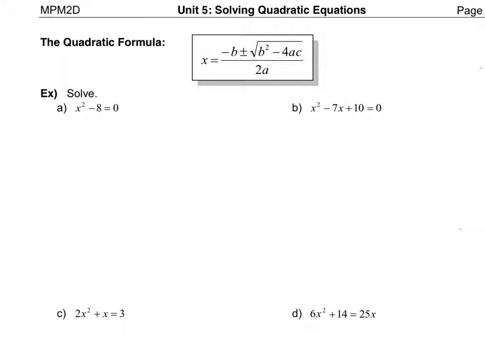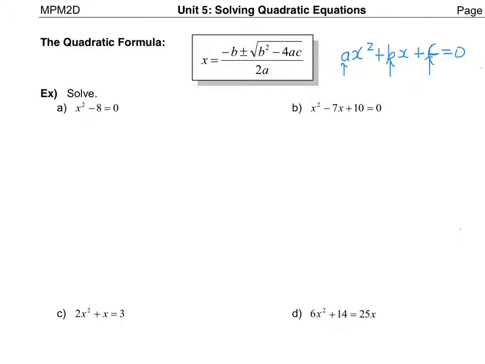In terms of the standard form, a quadratic equation is normally written as ax squared plus bx plus c equals 0. So we have an equals 0 on one side. The coefficient of the x squared is our a value. The coefficient of the x is our b, and the constant term, or the y-intercept if it was a quadratic function, is our c value. That will help us apply this quadratic formula.